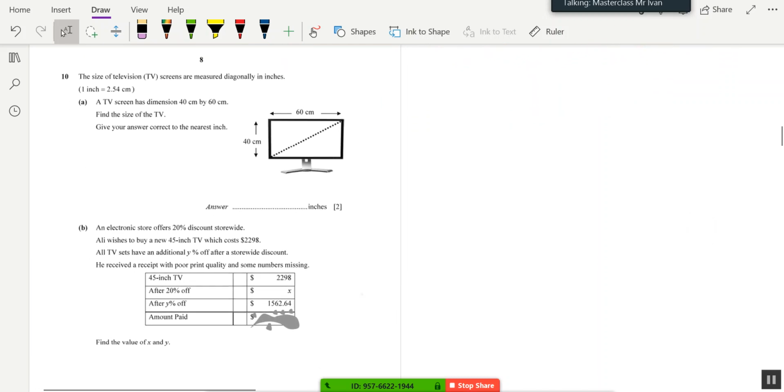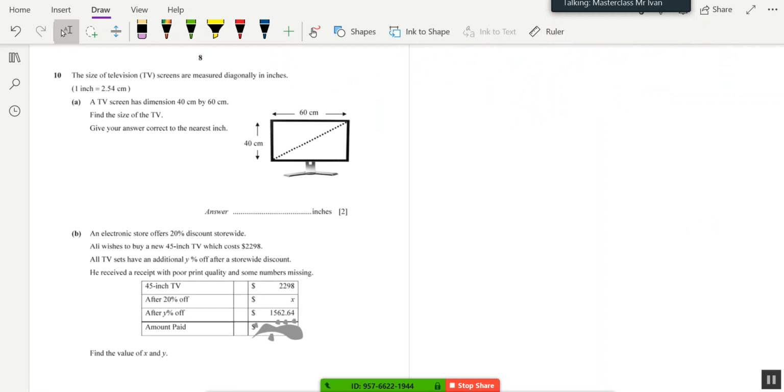Okay? This one, test on Pythagoras theorem and conversion. The size of the TV is measured diagonally in inches. A TV has dimension of 40 by 60. Find the size of the TV. So the diagonal is equal to the square root of 40 squared plus 60 squared.